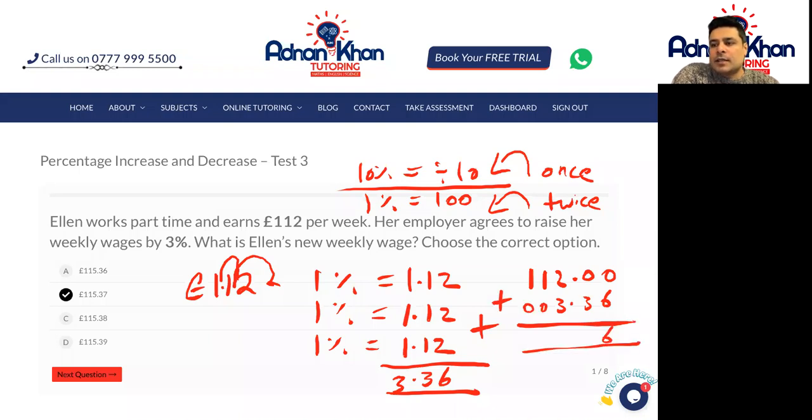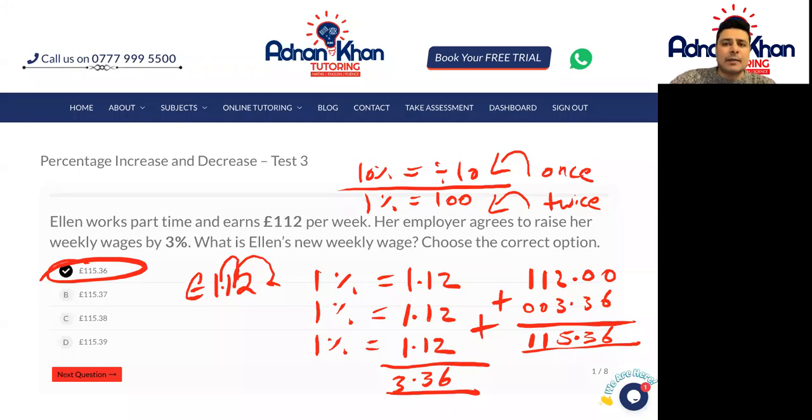So 6, 3, 5, 1, and 1, and the decimal place will go there. Our answer in this case is £115.36. So A in this case will be your correct answer.